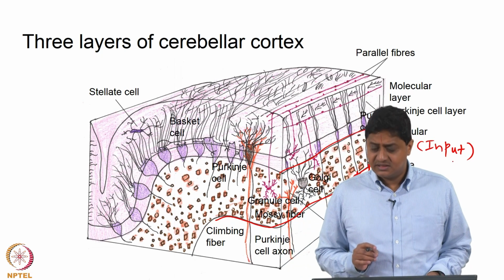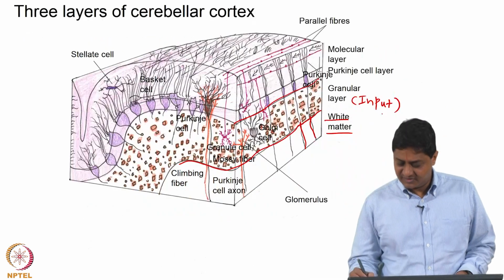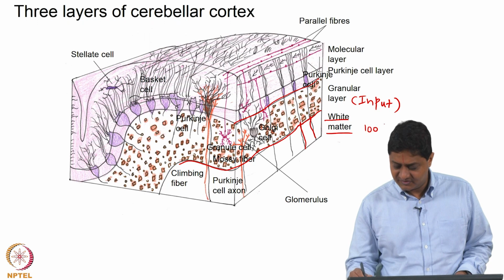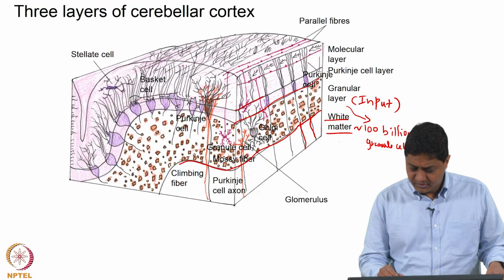What this has is a large number of granule cells. We mentioned in the previous class, this is about 100 billion granule cells. That is a lot of cells. Approximately 100 billion granule cells are there in the granular layer. So, this layer is called the granular layer because it contains a large number of granule cells. The next layer is called the Purkinje cell layer.